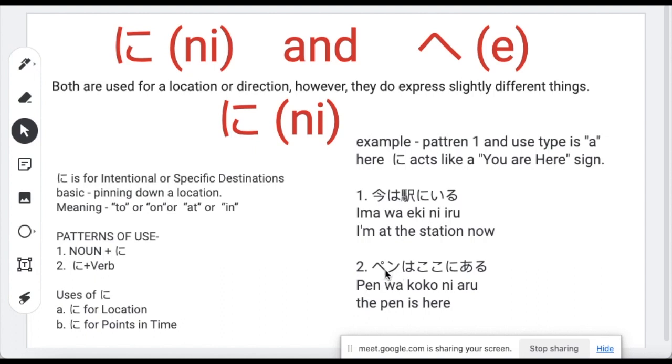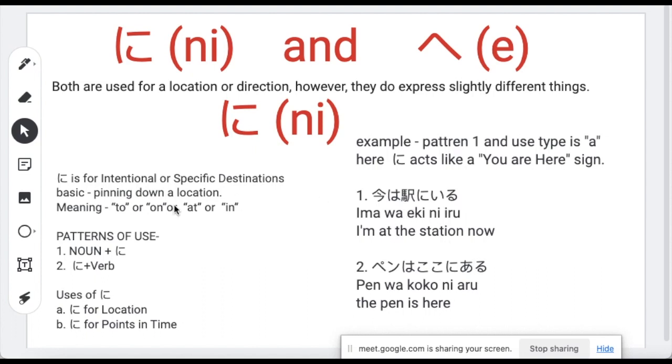Next, an example in the same way. Pen wa koko ni aru. आता इथे मी इरू आणि आरू वापरलाय. Iru is for living things, and aru is for non-living things. So pen wa koko ni aru, the pen is here. You are telling the pen's location. You are telling your location or someone else's location. But it is pointing to the location only. The main meaning is that it is pointing to location.